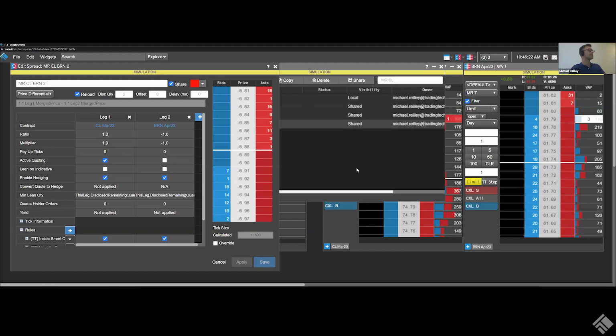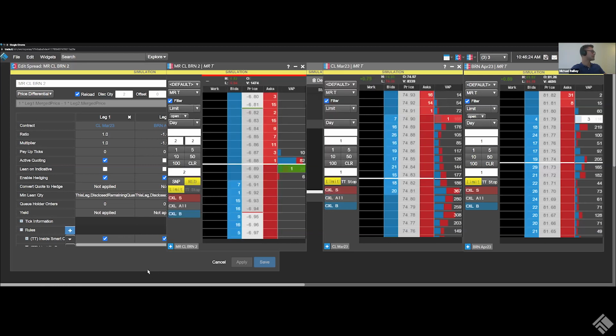One of the questions was, can autospreaders be placed as GTCs and do they persist through the weekend? Yes. So they can be placed as GTCs. Let's go back here.